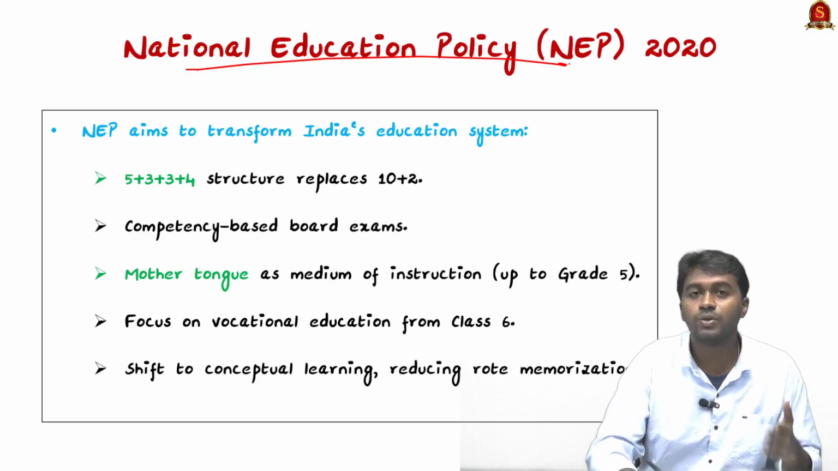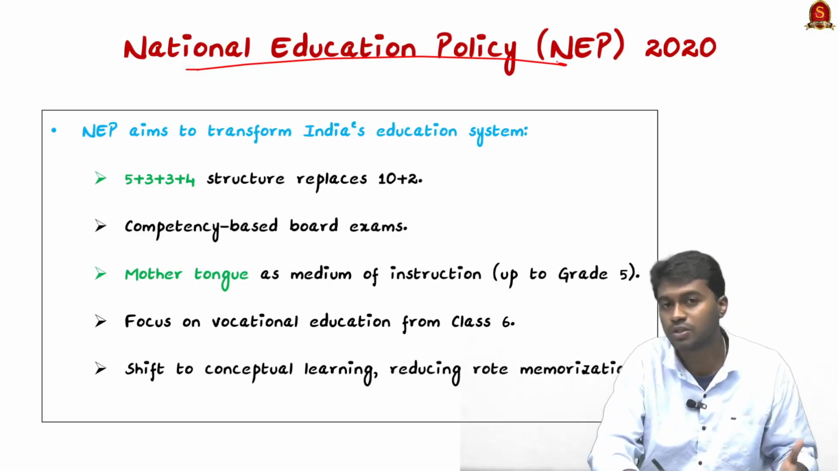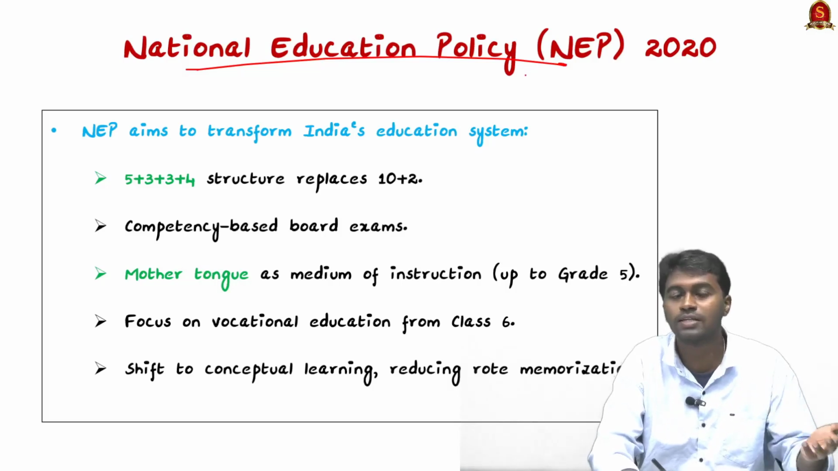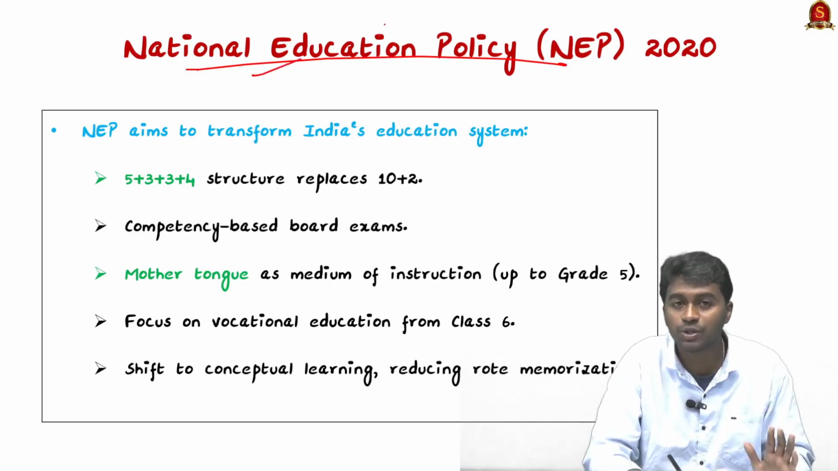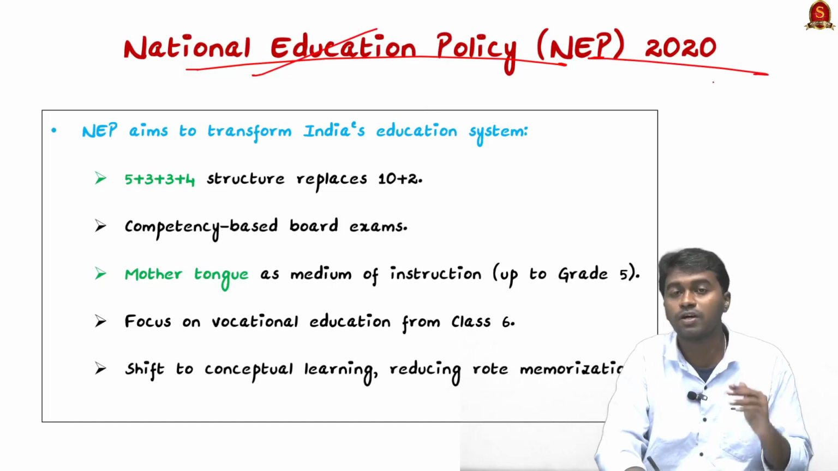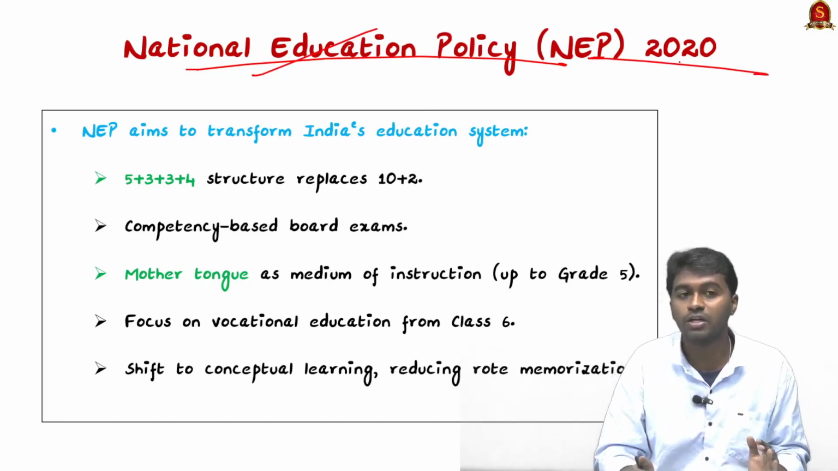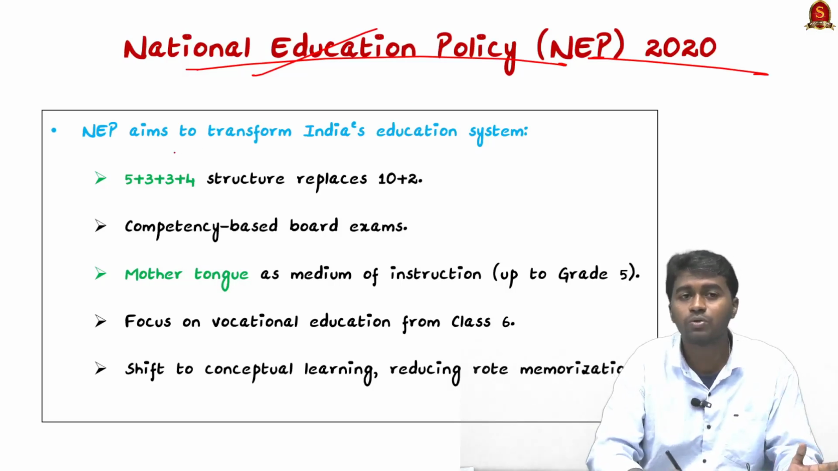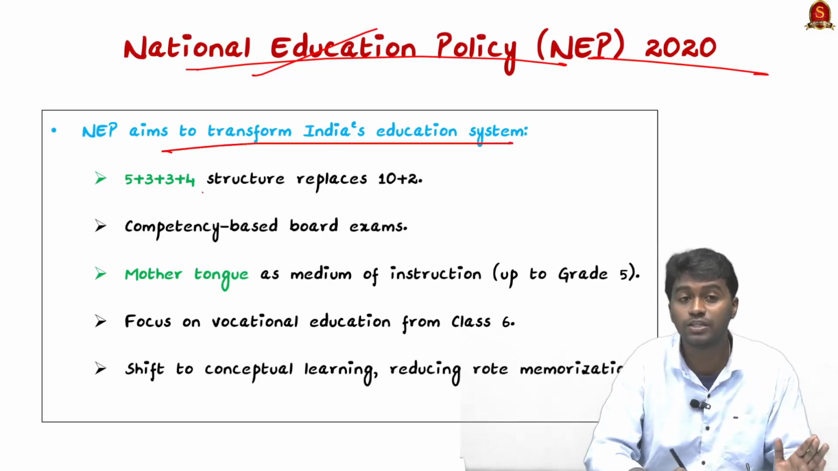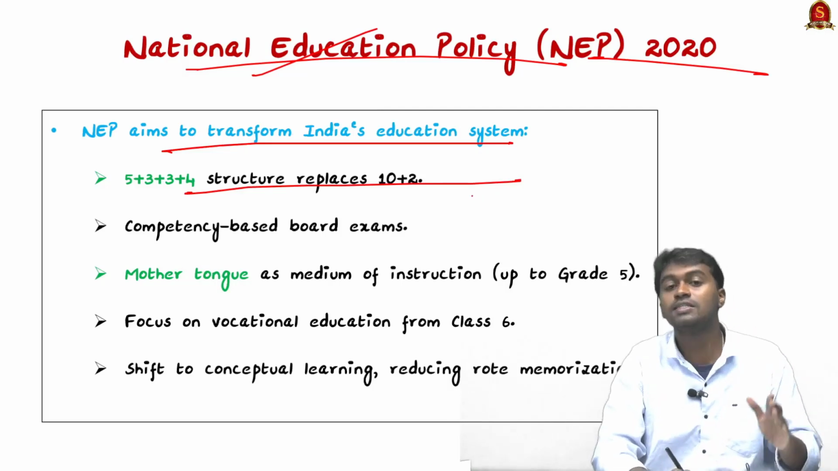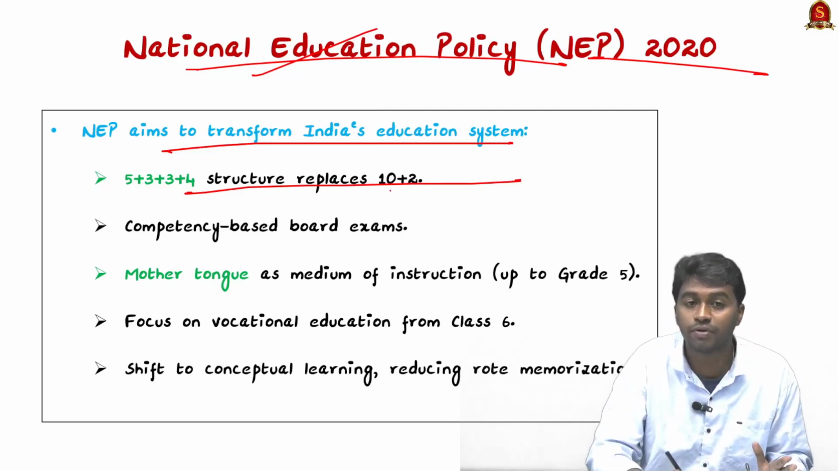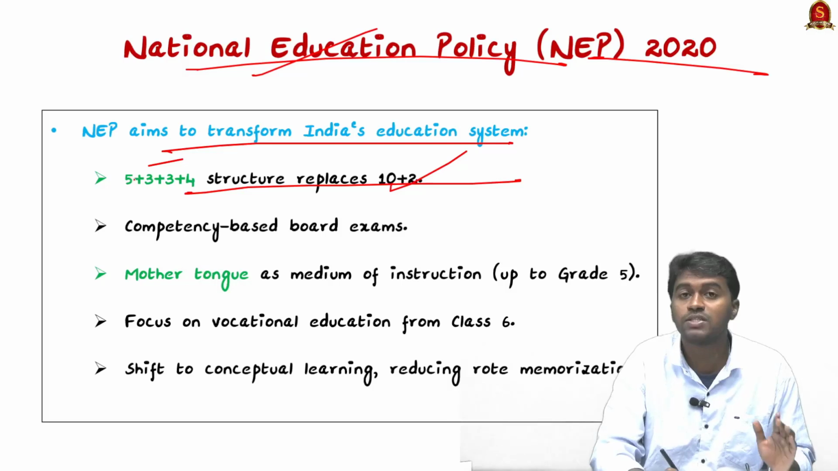In the 1980s, during the time of Rajiv Gandhi's tenure, there was a National Education Policy which aimed to modernize the education system. And the National Education Policy 2020 is further planning to enhance and transform the education system in India. So how is it going to transform the Indian education system? First, it is changing the structure of the current education system from 10+2 to 5+3+3+4.